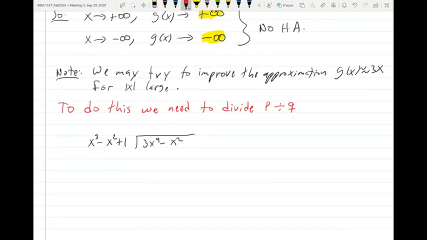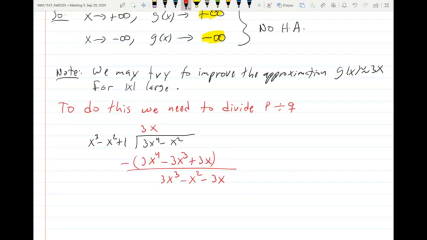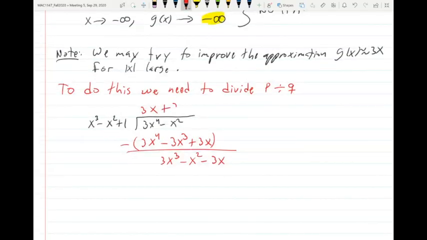Let's do division. So this is gonna be 3x as predicted. Of course, the leading term has to be the same. So then here we're gonna get minus 3x cubed plus 3x. We subtract. These guys cancel, so as positive. So we're gonna get 3x cubed minus x squared minus 3x. And then notice that we can keep dividing. So we have plus 3. So this is gonna be 3x cubed minus 3x squared plus 3.